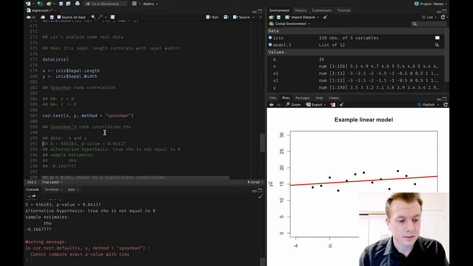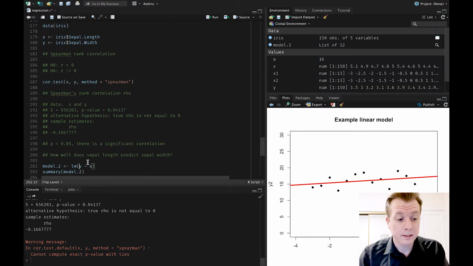And it gives us some ridiculously large S value. And it gives us a p-value that is less than 0.05, and it's 0.04137. So, indeed, we can say that there is a significant correlation between sepal length and sepal width, which, honestly, makes sense. Because if you have larger or longer sepals, then maybe you'll have wider sepals.